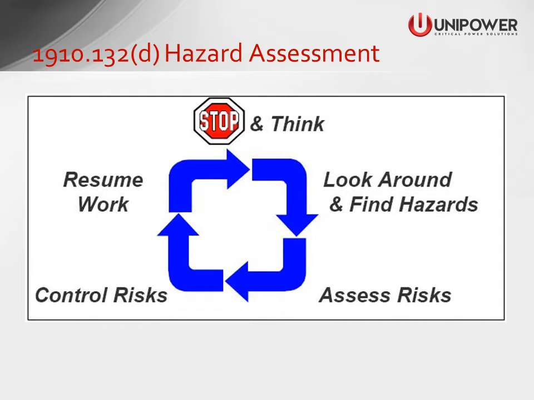Section 1910.132(d) talks about hazard assessments. The steps of hazard assessments include: first, to stop and think about the processes in our work environment. Number two, we look around and find any identifiable hazards. We follow that by assessing the risk of such hazards, and we work on number four, which is to control the risks. After all these steps are done, we resume our work in our new and improved hazard-free environment.